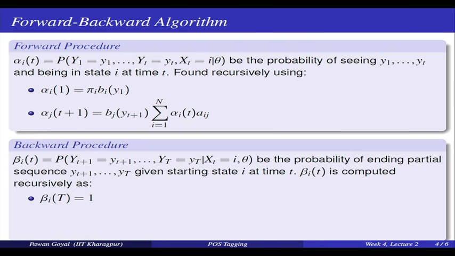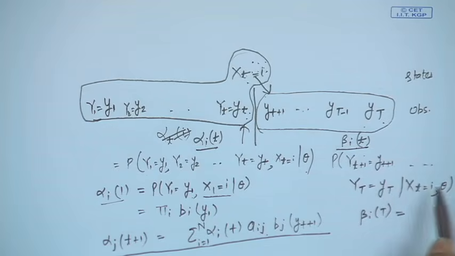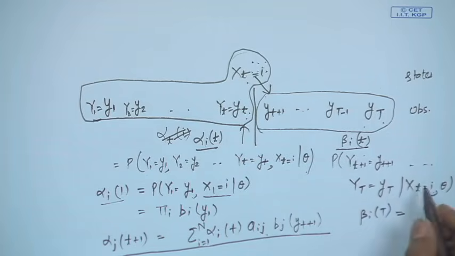And what will beta_i(T) be? It would be the probability that, given the Tth point state is i, we have a sequence from T plus 1, but there is no word from T plus 1. So this will always be 1. This will be a null sequence. So this is always 1. Now, I have to compute it recursively for all other beta_i at time point t.